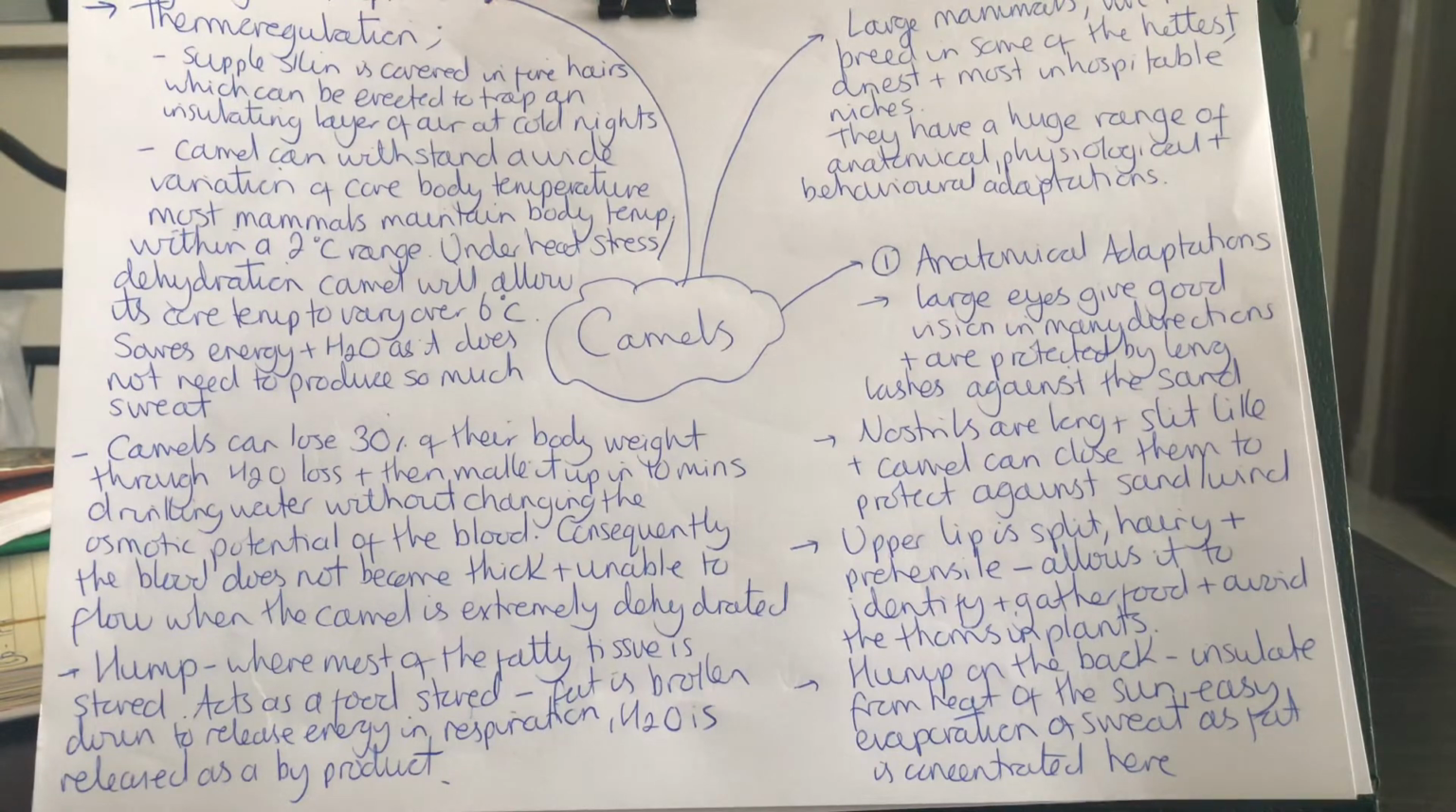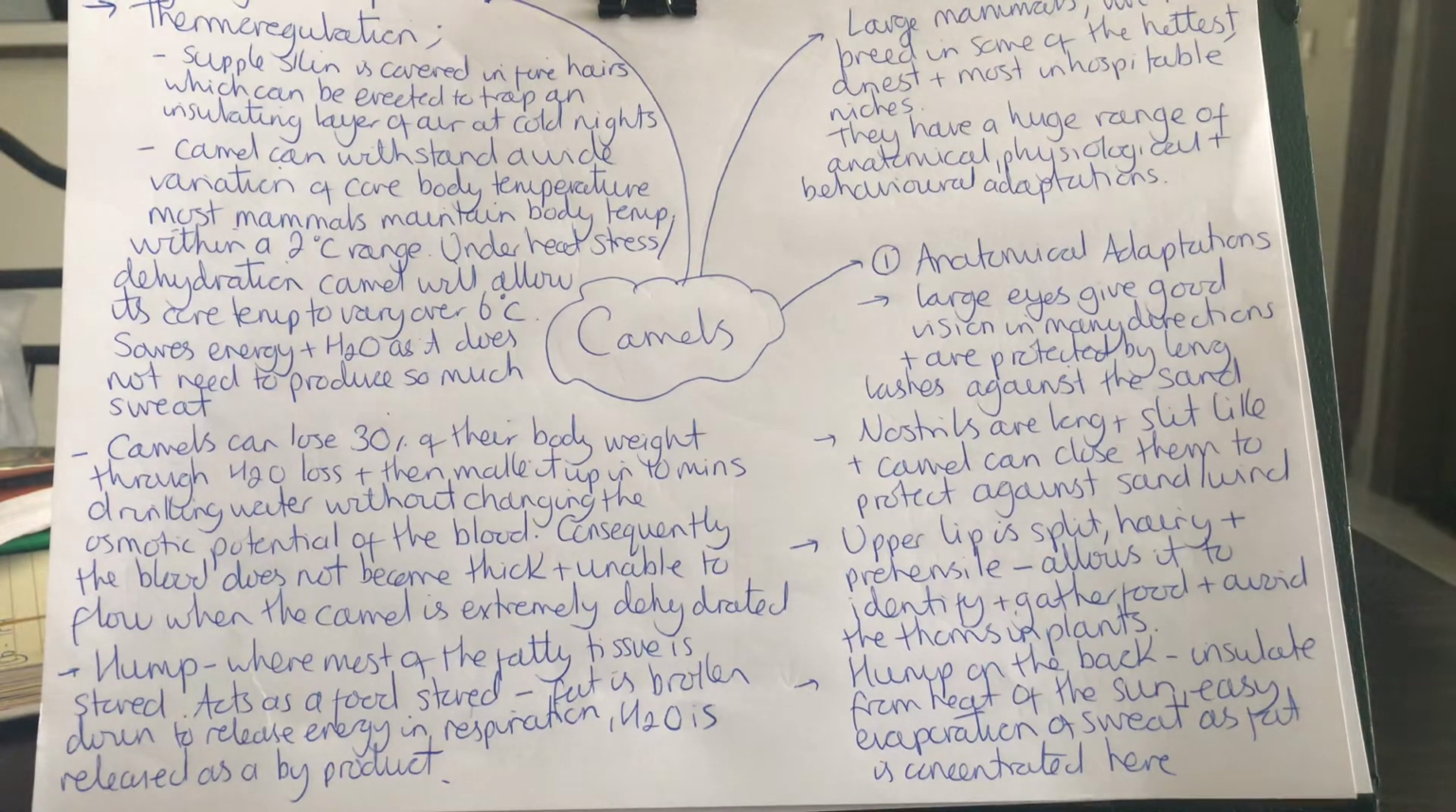But they have large eyes, so this gives them good vision in many directions, and also they've got long eyelashes, and those long eyelashes help to protect their eyes against the sand in sandstorms. Their nostrils are long and slit-like, and a camel can close them to protect against the sand or the wind. So we can't close our nostrils, unless you physically put your fingers over them. So obviously when we're out in a sandstorm, all the sand goes up your nose, but for a camel that doesn't need to happen.